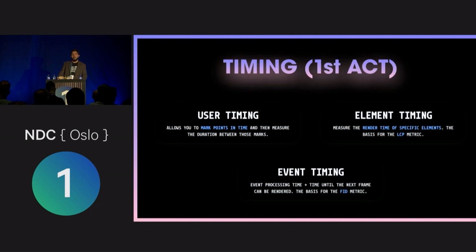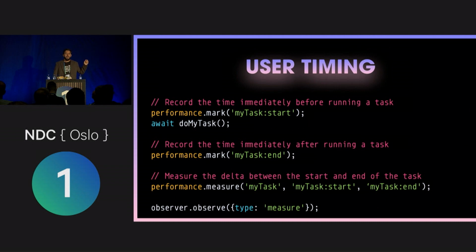The timing APIs, I split them in two parts, to make it easier and not to bore you out. So the first part is these three: user timing, element timing, and event timing. User timing is the most generic one. Basically, we create marks first, before and after making some operation, and then we do this measure thing that is basically calculating deltas on top of our records, and then we observe for measure.